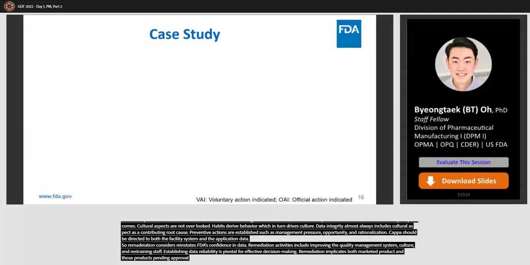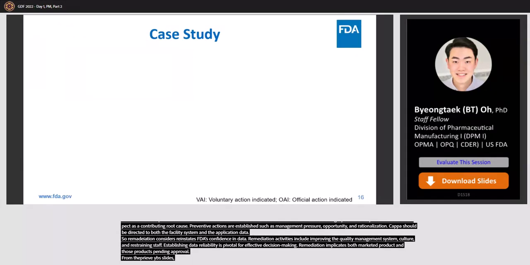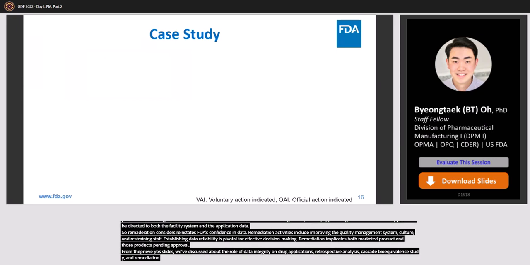From the previous slides, we discussed the role of data integrity on drug applications, retrospective analysis, cascade impact to bioequivalence study, and remediation considerations. Here, we'd like to learn data integrity failure, forms of remediation consideration, and regulatory decisions from a case study.